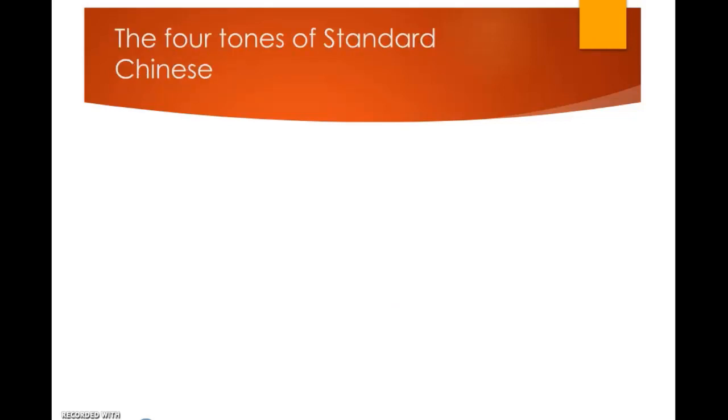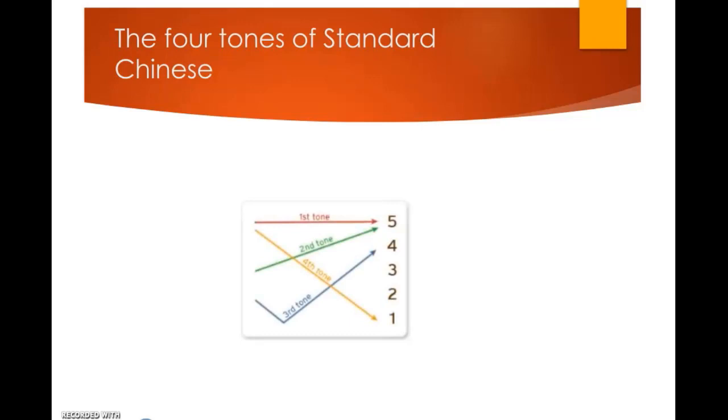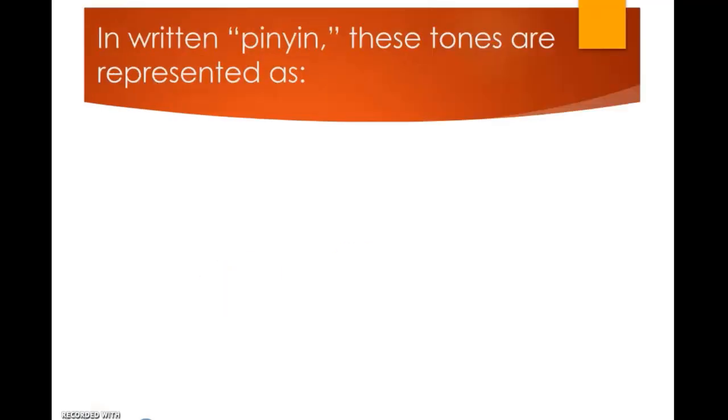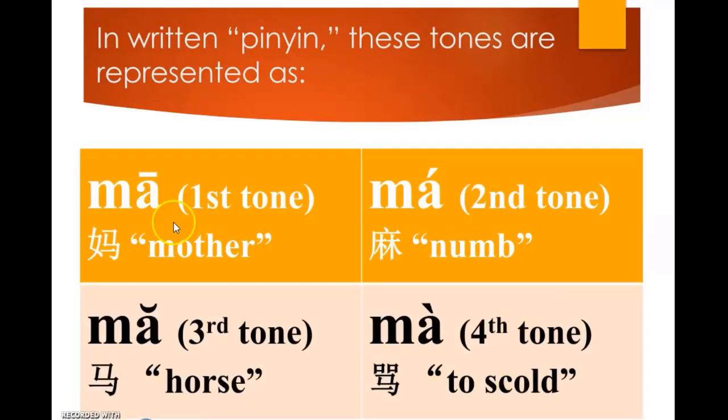We have 4 tones in standard Chinese language. One is the first tone, second tone, third tone, and fourth. In written pinyin, these tones are represented on the vowel. Now we are going to look at how pinyin works in the written language. We can represent the words with initial, final, and the tone, same as the spoken language. So we have one word with different tones.